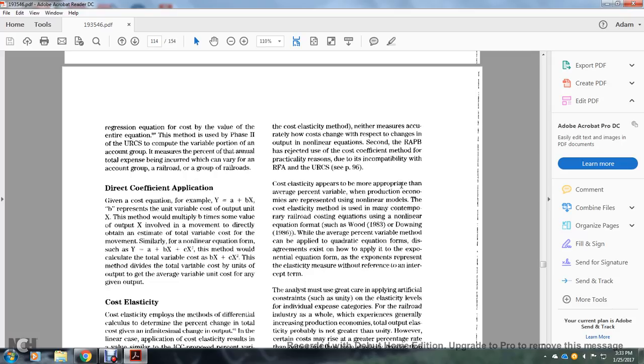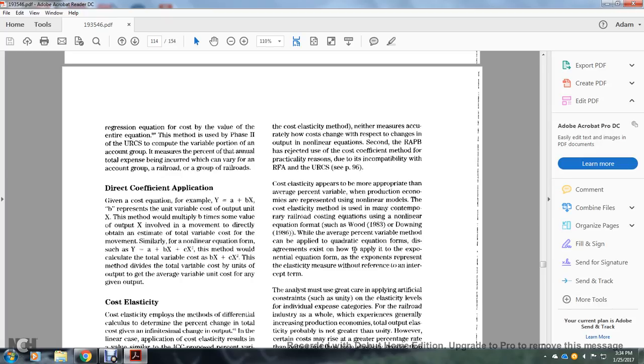Cost elasticity appears more appropriate than the average percent variable method, with production economically represented using a nonlinear model. The cost elasticity method is used in most contemporary railroad costing equations, which use nonlinear equation forms such as Wood 1983 and Downwooding 1986. The average percent variable method can be applied with the quadratic equation.